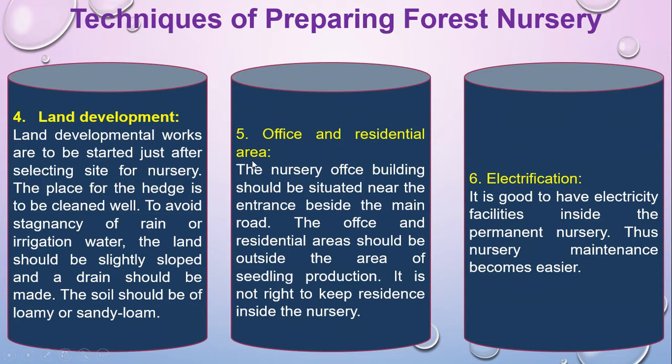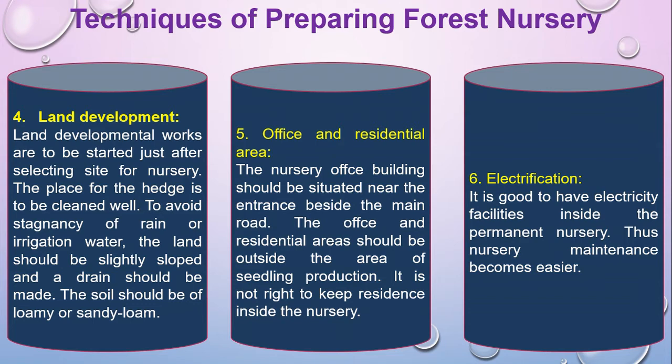Next point is office and residential area. If you have a temporary nursery, you can make one temporary structure for office and residence. But if it is permanent, you can make it near the entrance, beside the main road. The office and the residence should be outside the area of seedling production. It is not right to keep residents inside the nursery. That means inside the nursery, you do not need to make any residence. You can make the office in front of the entrance gate.